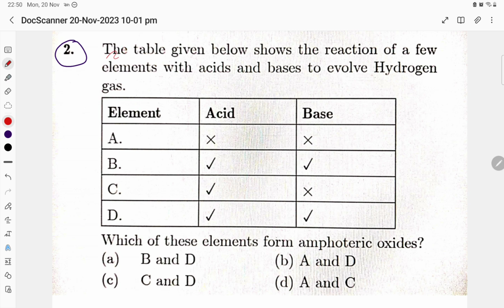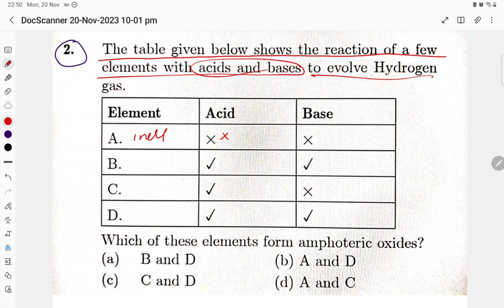Student, the question: the table given below shows the reaction of a few elements with acid and base to evolve hydrogen gas. Now A is not reacting with the acid and base, so it is the inert one. Next, B is reacting with acid and base, so this is going to be amphoteric.